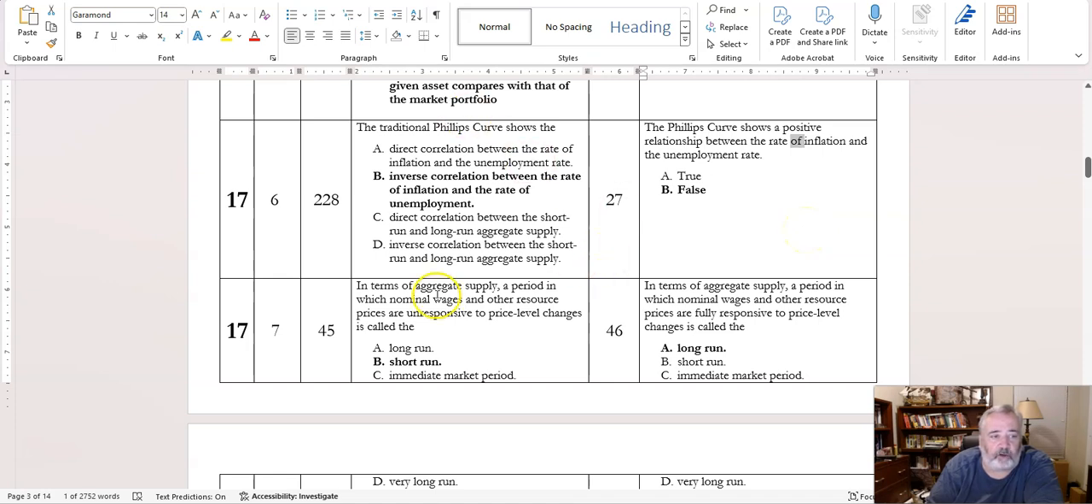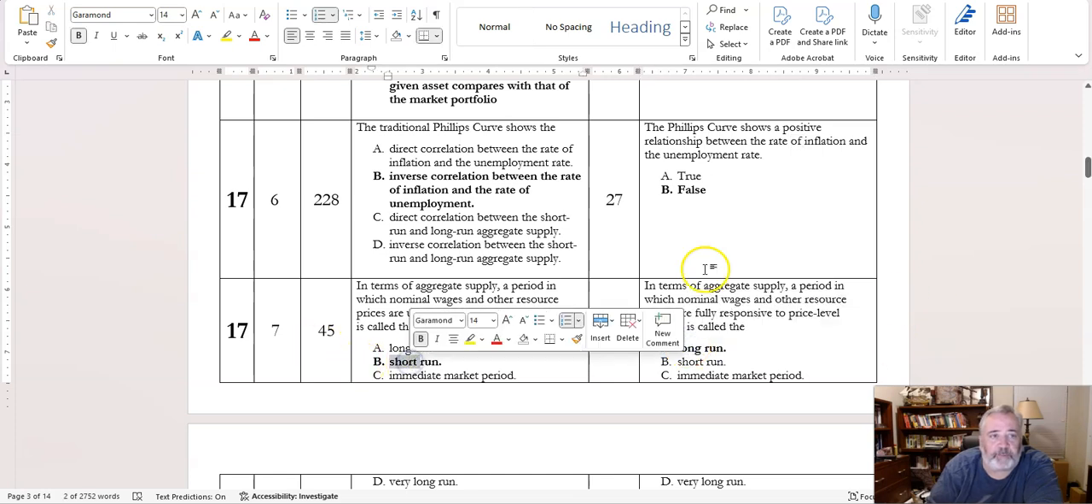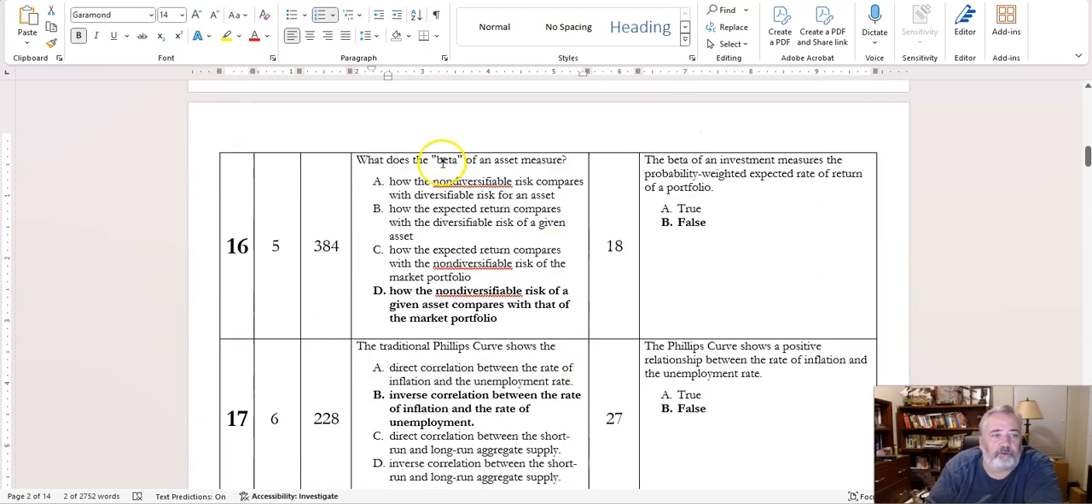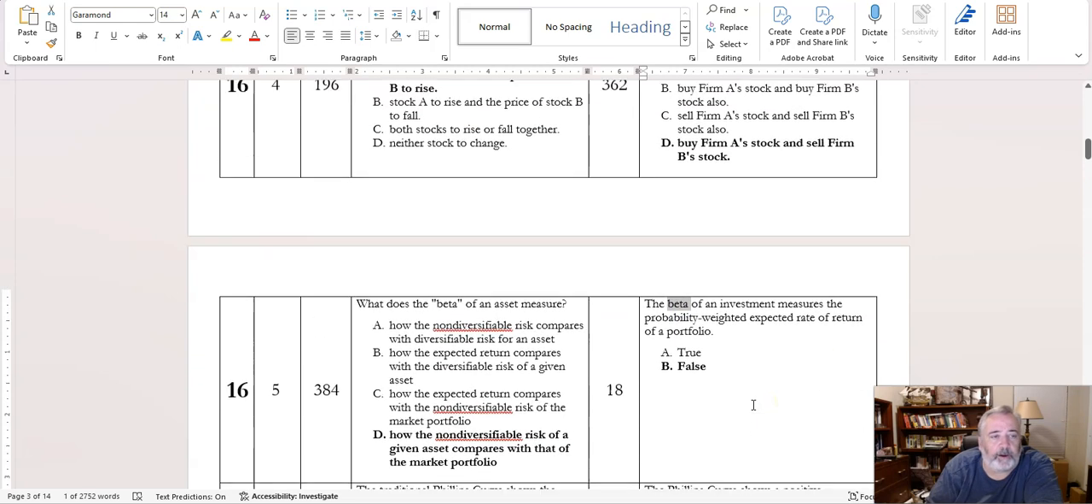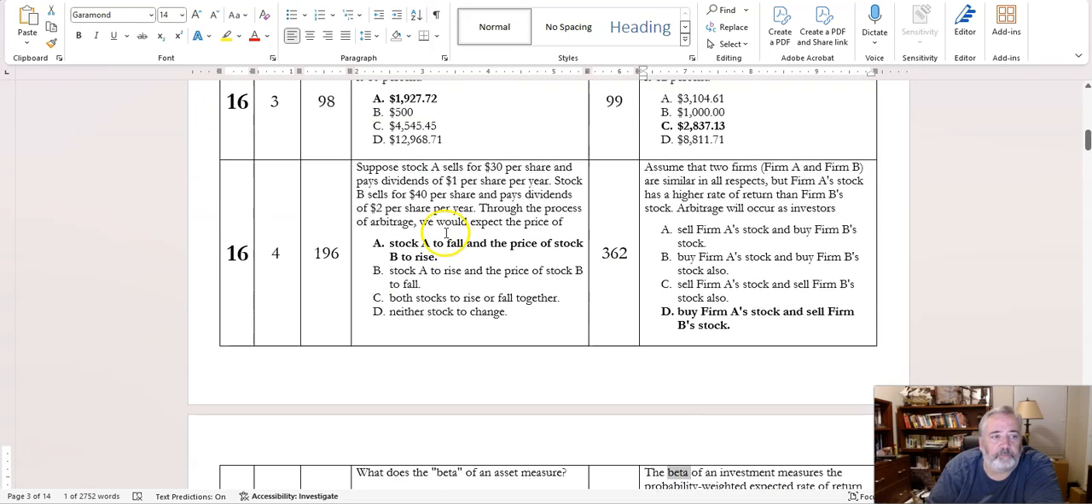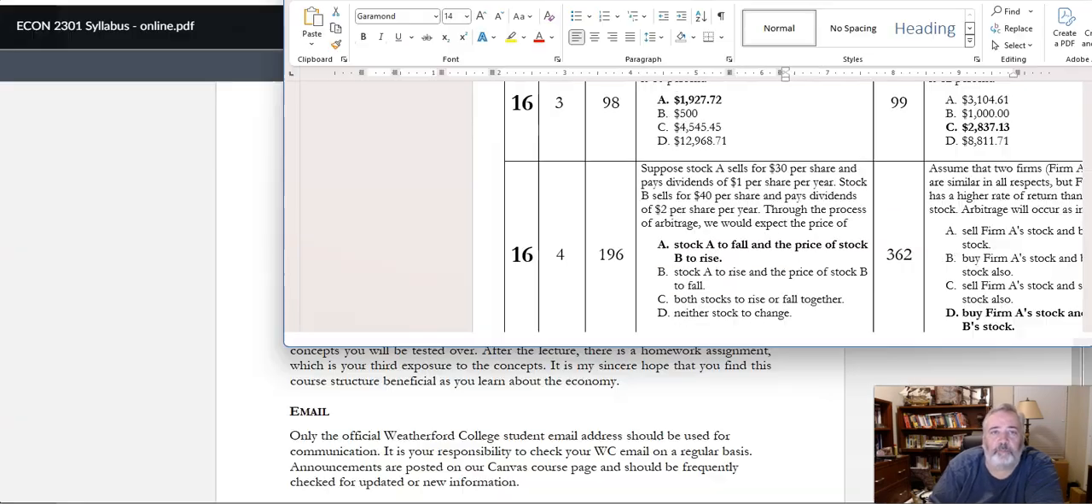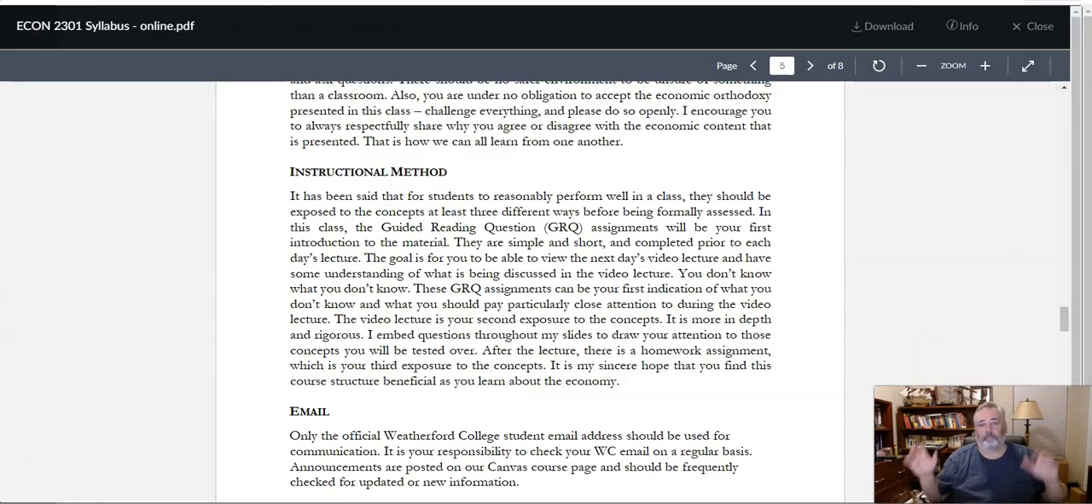Both are asking about the Phillips curve, the difference between long run versus short run. One question asked about short run, one asked about long run, both about aggregate supply. This one is about beta, and this one is asking, is this definition true? And so forth. The ones on the right are my exam questions. The ones on the left are the questions you will see in the lecture videos. From that, you should get some idea of what's going to be on the test.